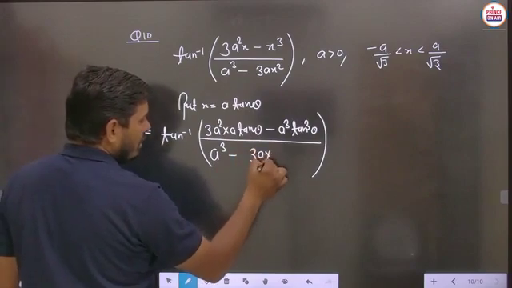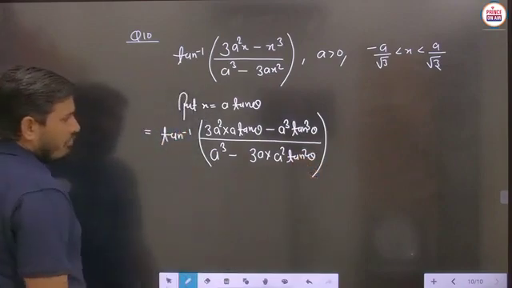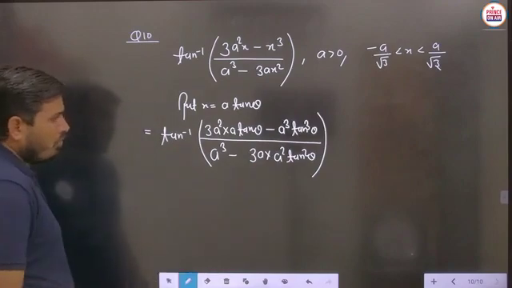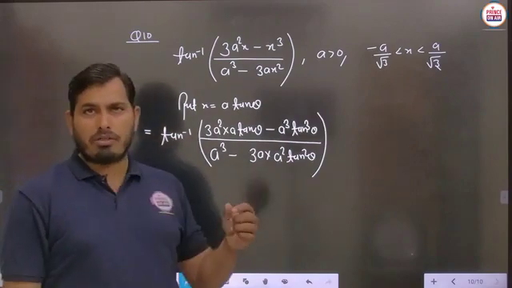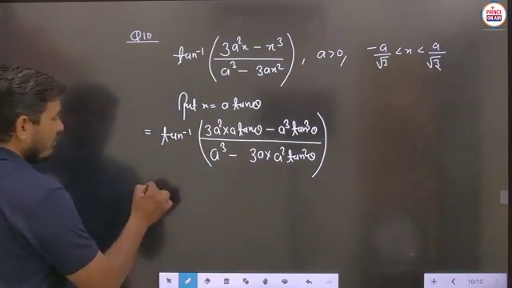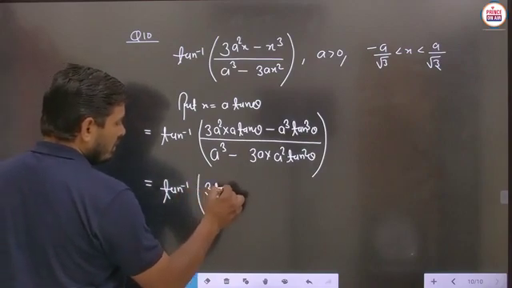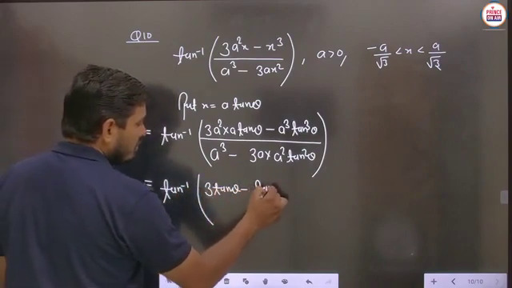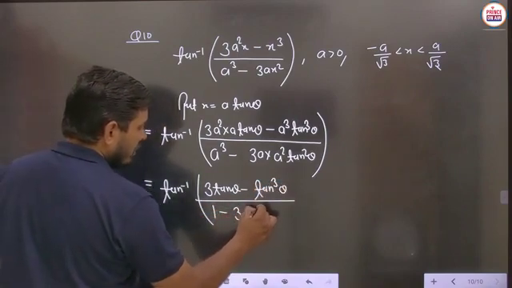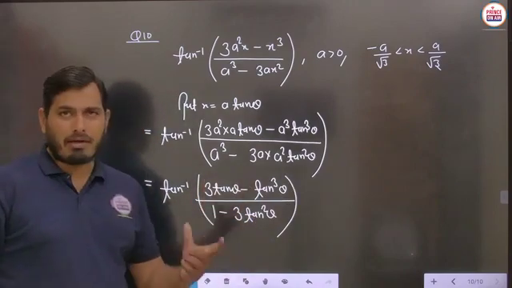So 3a into this part will become a square into tan square theta. Now you can check, students, a cube is there, a cube is there, this is a cube, and a into a square will be a cube. So a cube will be cancelled out because it is taken common from the numerator as well as from the denominator. So finally we can say that this part will become tan inverse of 3 tan theta minus tan cube theta upon 1 minus 3 tan square theta. Now you know very well about this particular formula. They are very standard formulas, students.